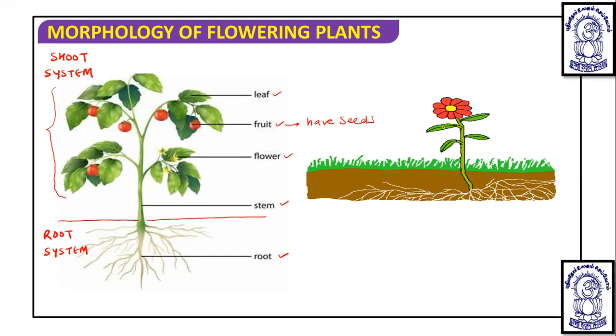One of the important differences which lets us differentiate is that the shoot system has buds, but in the root system usually buds are absent.